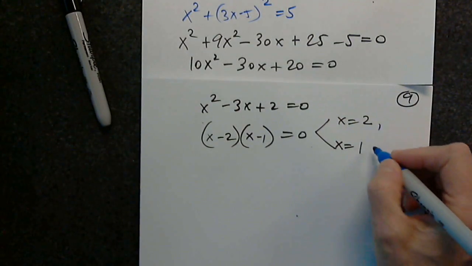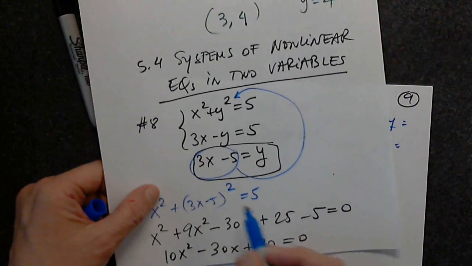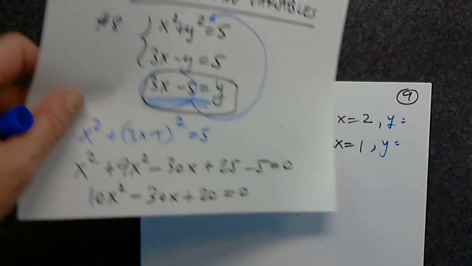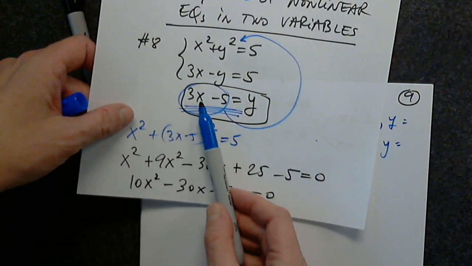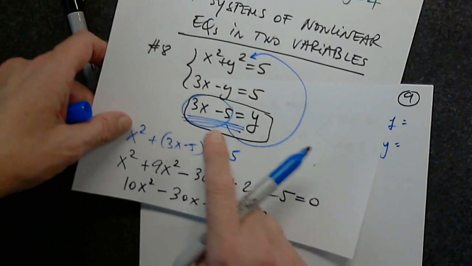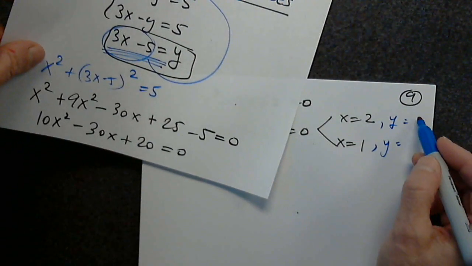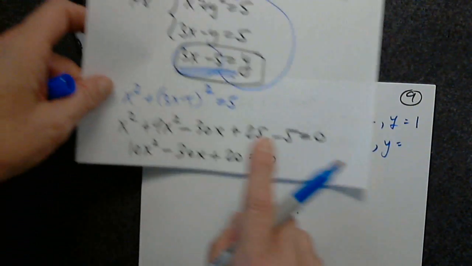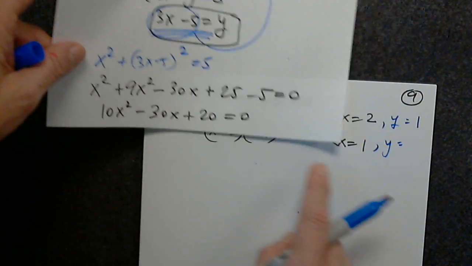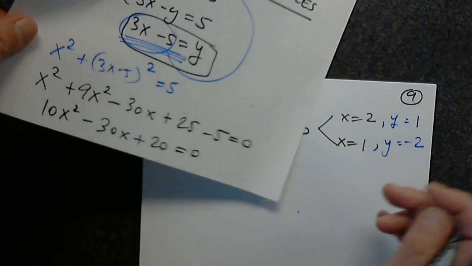Because I have to find the corresponding y values now. Where do I get them from? From here. I plug in 2. 3 times 2 minus 5. How much is y? 3 times 2 minus 5 is 1. The second one, 3 minus 5, because it's x equals 1. 3 minus 5 is negative 2.